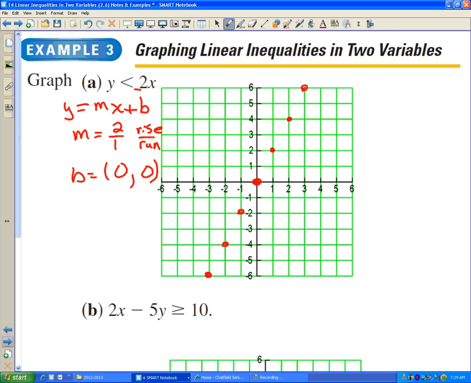These are all on the same line. Now I'm going to choose a line to draw, but I need to decide, do I want a solid line or a dotted line? I want a dotted line.